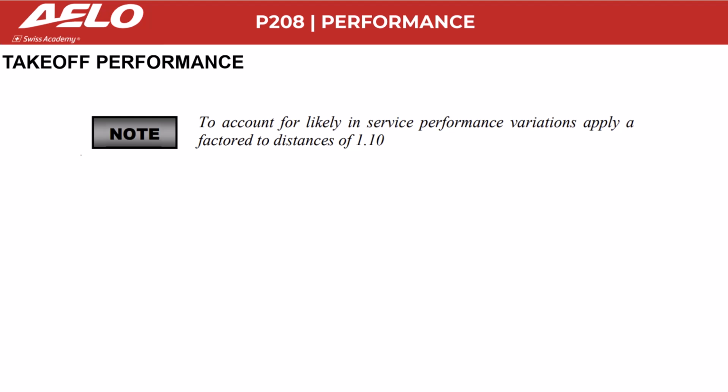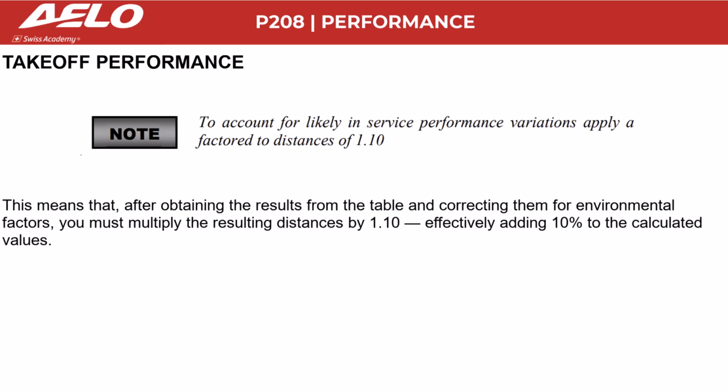Note: to account for likely in-service performance variations, apply a factor of 1.10 to all distance values. This means that, after obtaining the results from the table and correcting them for environmental factors, you must multiply the resulting distances by 1.10, effectively adding 10% to the calculated values.